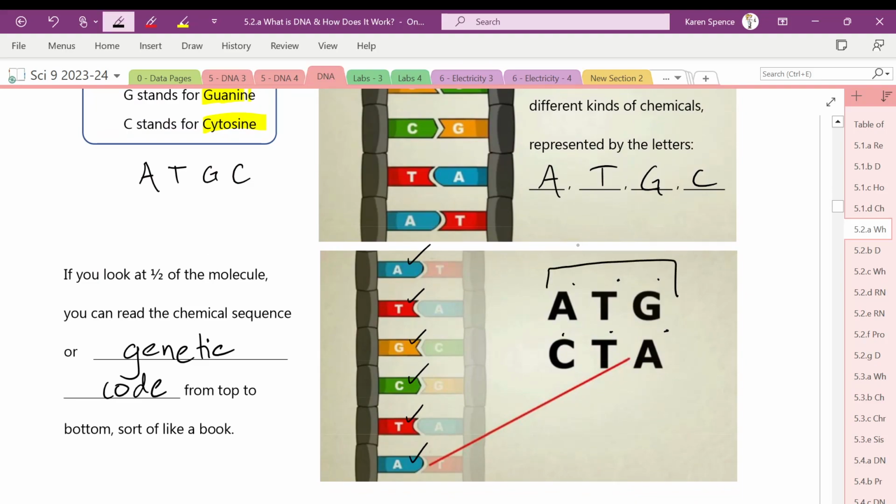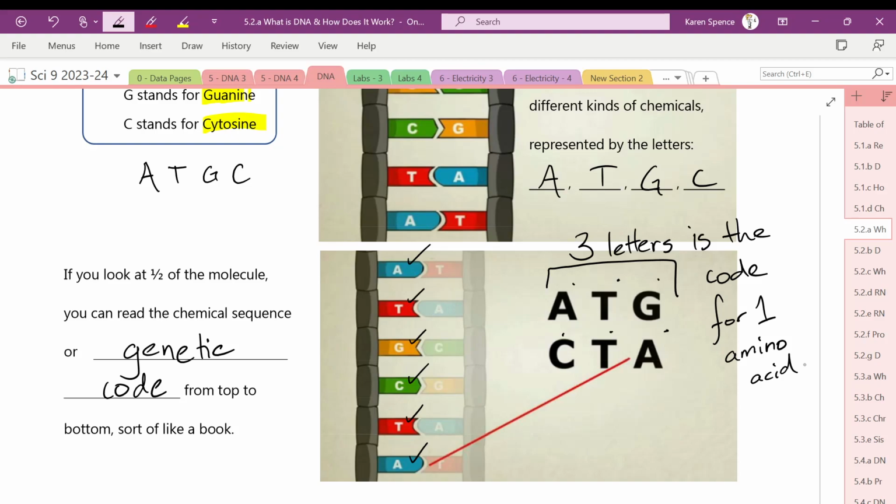Each 3 letters is the code for 1 amino acid. So ATG might say, go get an aspartic acid, okay? And then CTA might say, go get a glutamine, or whatever those fancy names are for amino acids. You don't need to know the names of the amino acids, but you should know that 3 letters is the code for 1 amino acid.